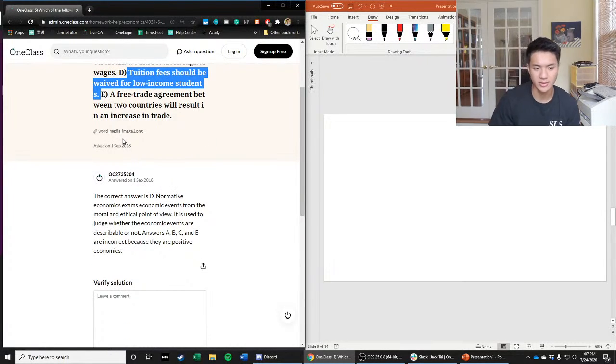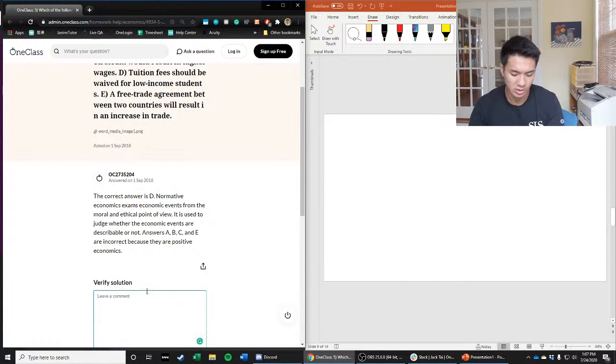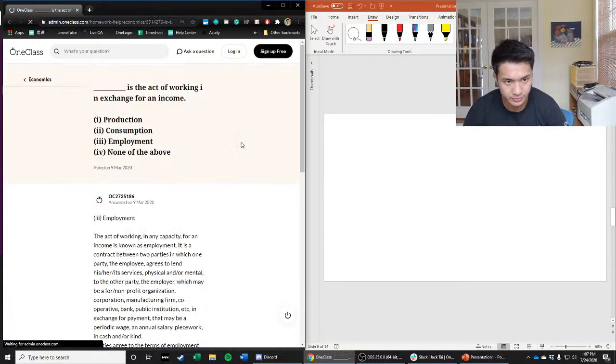And let's take a look at the previous tutors' answers. And they say the correct answer is D. Normative economics examines economic events from the moral and ethical point of view, used to judge whether the economic events are desirable or not. The answers A, B, C, and E are incorrect because they are positive economics. Just to clarify, normative statements are statements of opinion. And so mark that as correct.